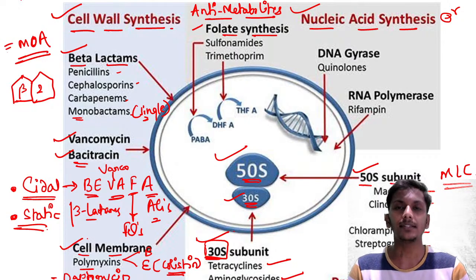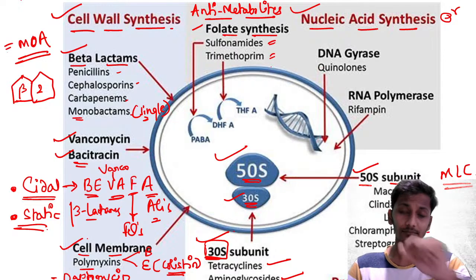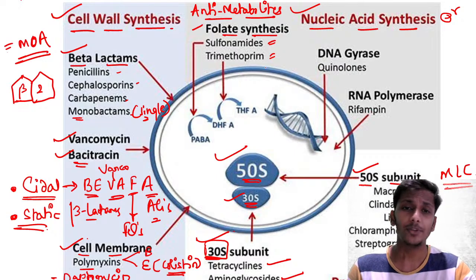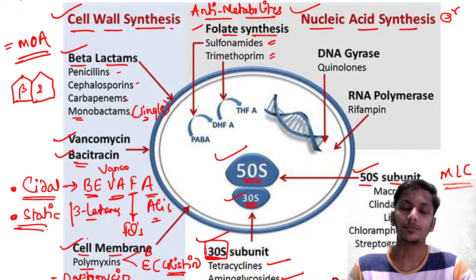Now, this folate synthesis inhibitor group contains two drugs. First are sulfonamides and second are trimethoprim. Please remember, both of them inhibit the folic acid synthesis.